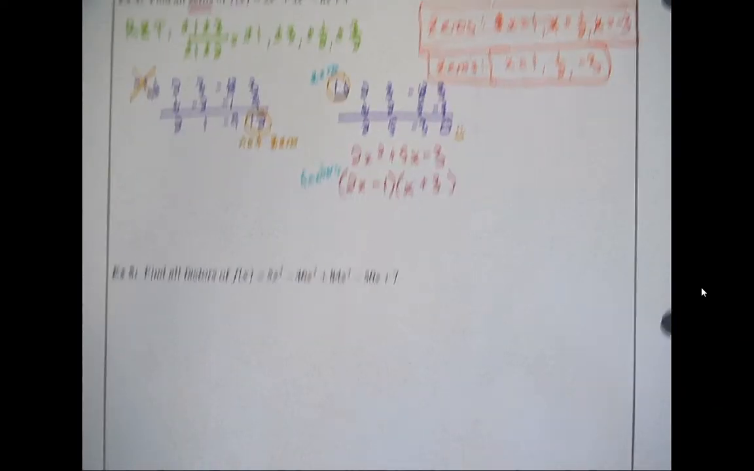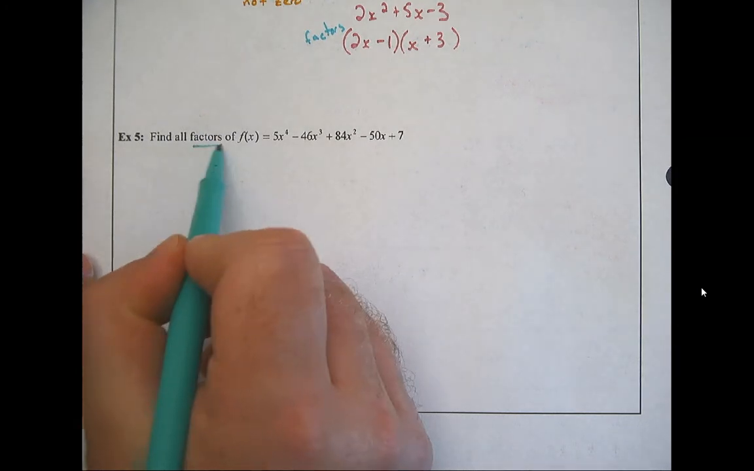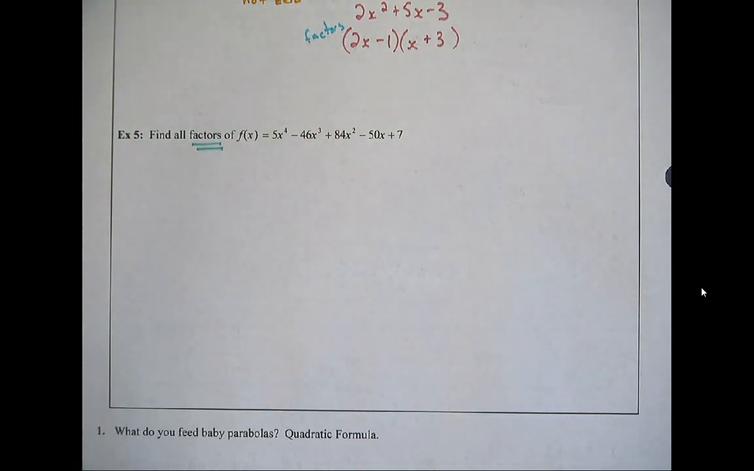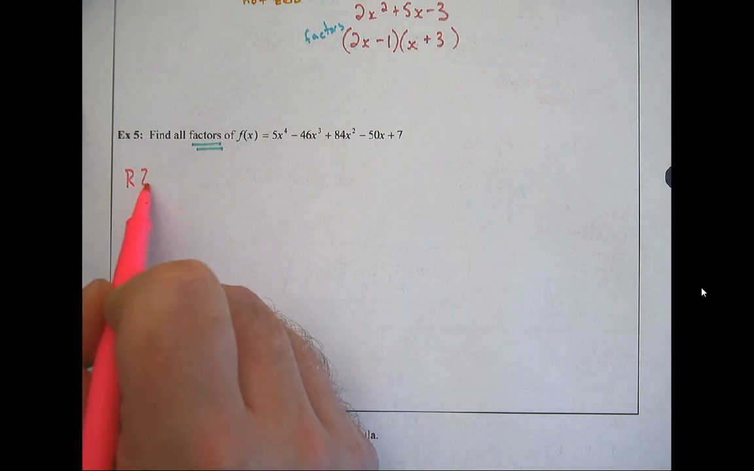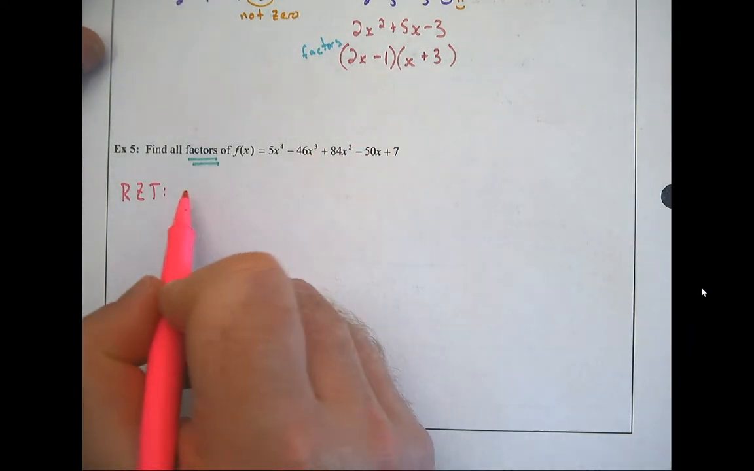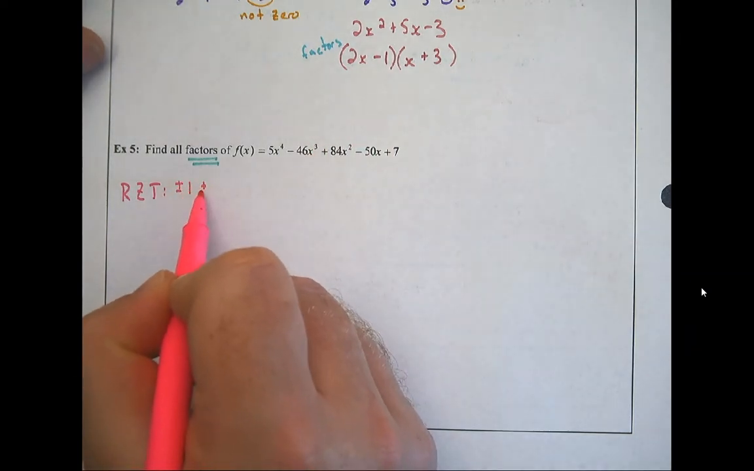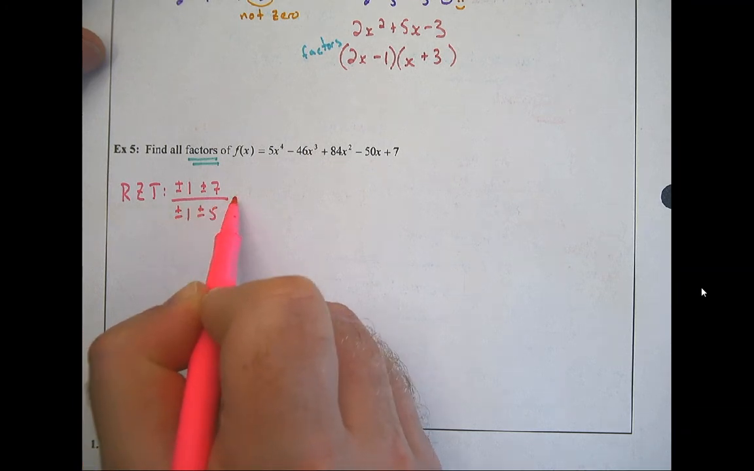Okay, let's see if you can do it now. So I'm going to encourage you to pause here, try to find all the factors this time. So this time we're looking for factors of f of x. All right, let's see how you did. The first thing we have to do is find the possible rational zeros. So factors of the constant, 1 and 7, divided by factors of the coefficient, 1 and 5.